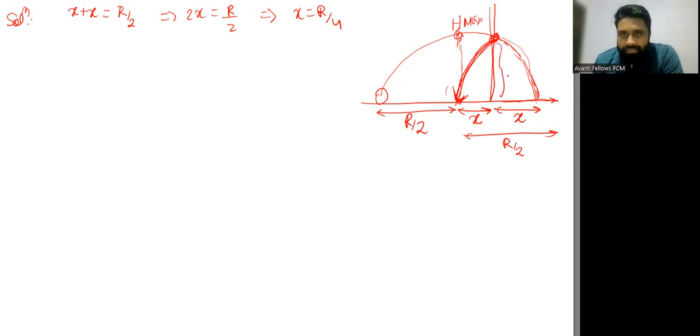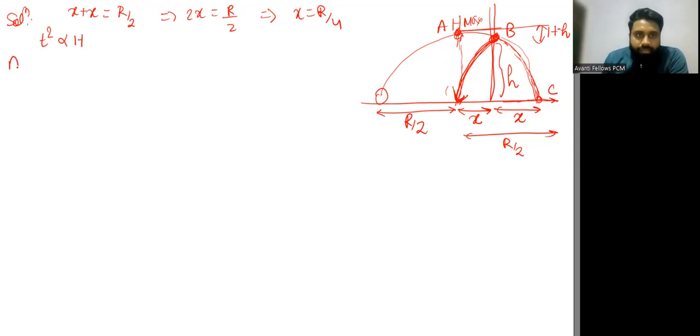Now, this height is given as small h. This point we have considered point A, this point we have considered point B, and this point we have considered point C. Now, if this is h and that is capital H complete, the difference between them is capital H minus small h. Now, we are going to use concept number 1, which is t square is directly proportional to height covered, and we are going to apply it from A to B. So from A to B, the time taken, T of AB square, is directly proportional to capital H minus small h, because this is the height covered by this object from A to B. This is equation number 1.